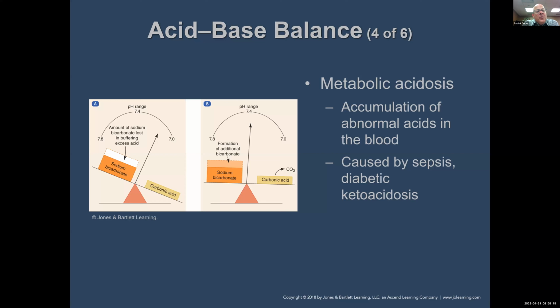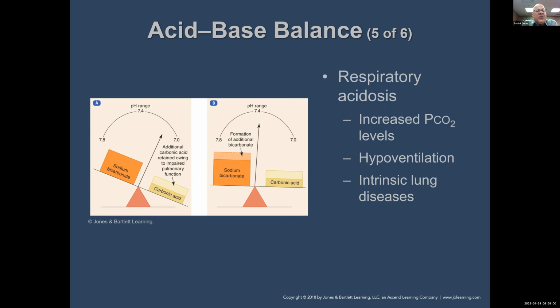The example here shows that we have the bicarbonate and the carbonic acid. So we have the CO2 that is heavy, and we're now becoming more acidic, right? We're going from 7.4 down to 7.0. Well, we need to increase our bicarbonate, and so sodium bicarbonate then gets converted in the body, and it brings our pH range back.